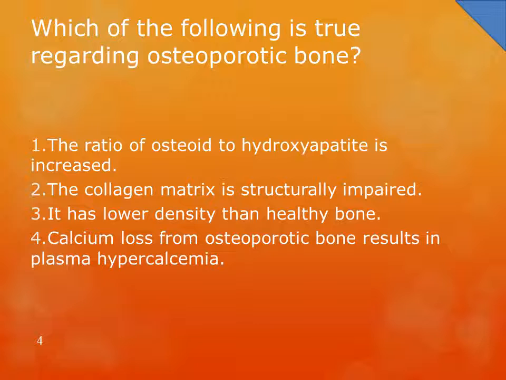the ratio of the cells to the mineral crystal structure in osteoporosis is maintained. The collagen matrix being structurally impaired, that's things like osteogenesis imperfecta. The lower density, that's actually the defining feature of osteoporosis. And the calcium loss from osteoporotic bone is managed by multiple mechanisms within the blood to keep the calcium level within the normal range, and we'll talk about that.